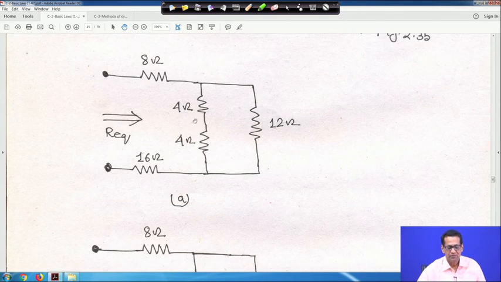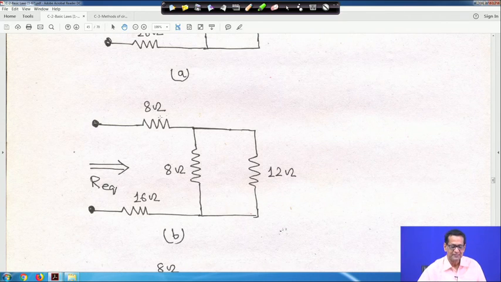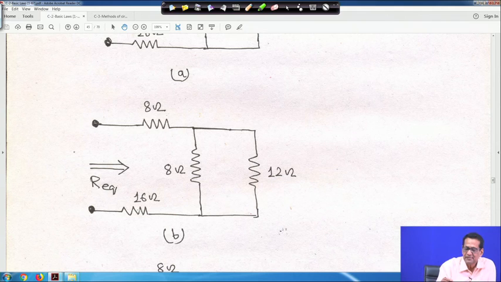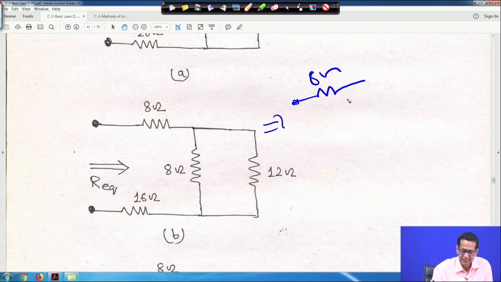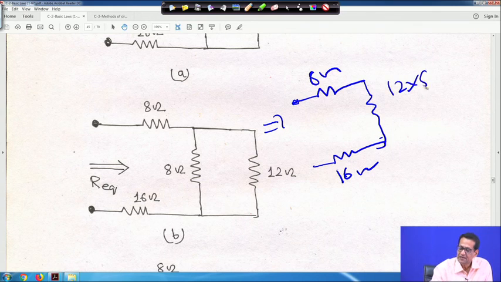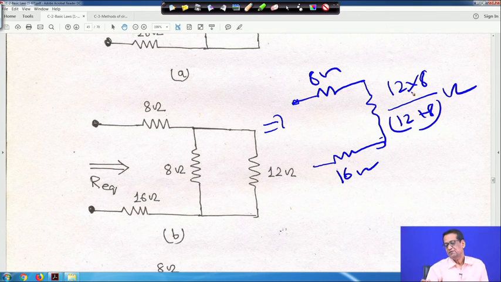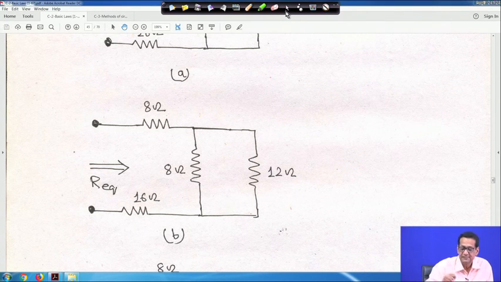So, this is that equivalent 8 ohm, 4 ohm, 4 ohm, and 4 plus 4 are 8, your 8 and 12 are in parallel. So, further simplification, this 8 and 12 are in parallel and 16 ohm, right. So, basically this equivalent circuit is 8 ohm, right, and here it is your 16 ohm, and this 8 and 12 are in parallel, right. So, it will be 12 into 8 by 12 plus 8, whatever it comes, 96 by 20. So, 8 plus 96 by 20 plus 16, that will be your equivalent resistance, right.